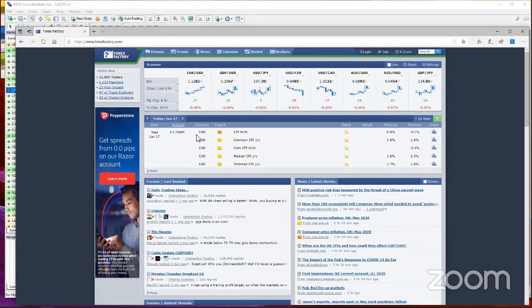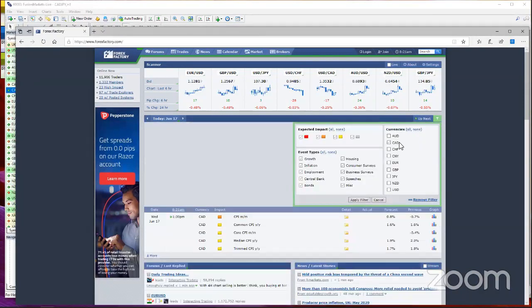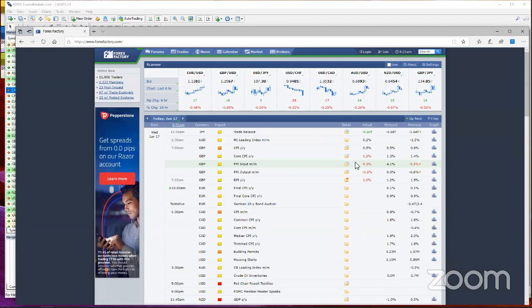So 130, we've got CPI. Actually, there's quite a lot of data from Canada today, which is potentially why we are seeing people just take the position of a possible sell.